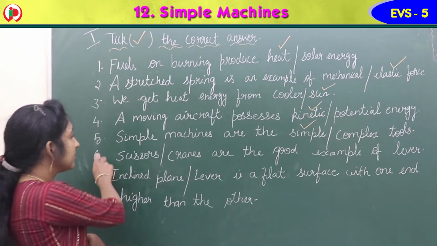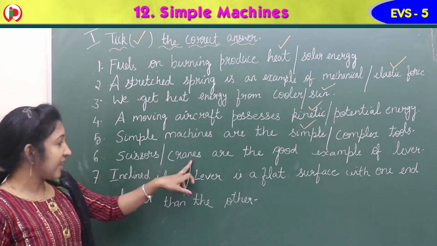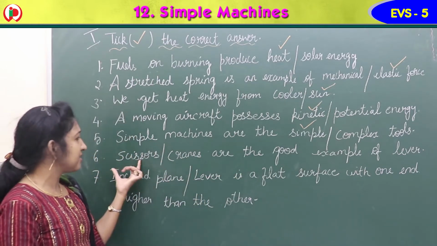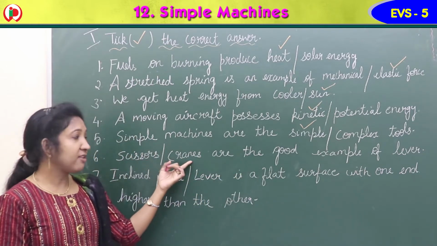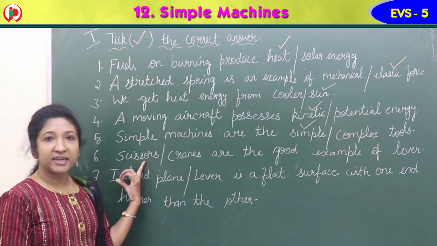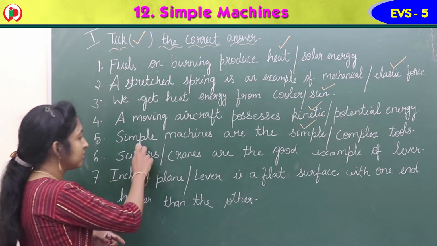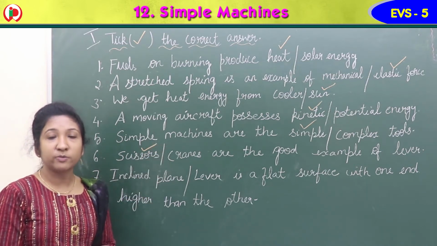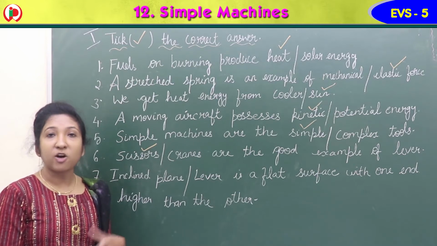Sixth one, scissors/cranes are the good example of lever. Example for lever, scissors or cranes? Crane is an example for wheel and axle. So scissors is the correct example of lever. So put a tick mark on scissors, isn't it? Scissors, seesaw, hammer, these are all examples of levers.